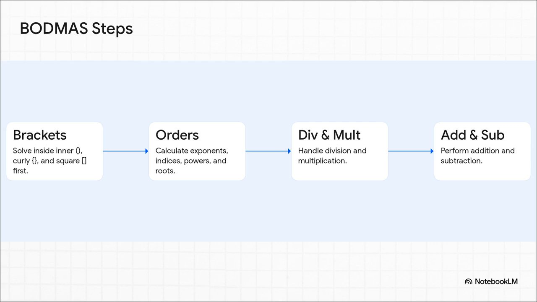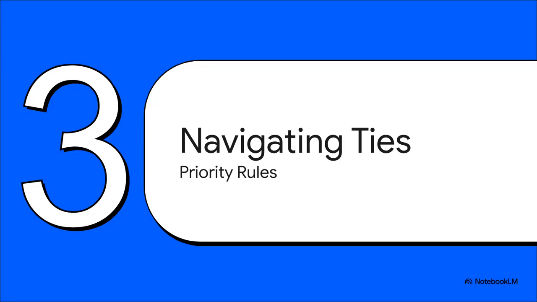So remember the flow. B, then O, then D and M, then A and S. But what happens when operators actually share a step? Let's figure that out in section 3, navigating the tricky ties.